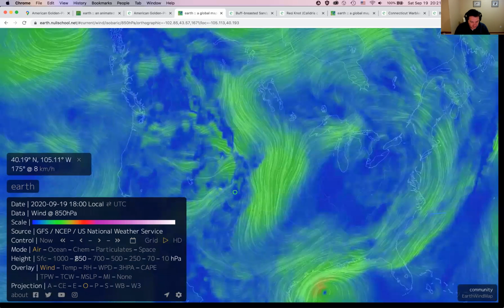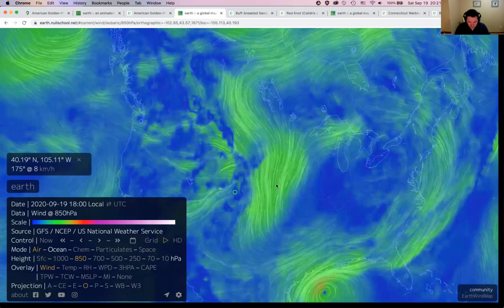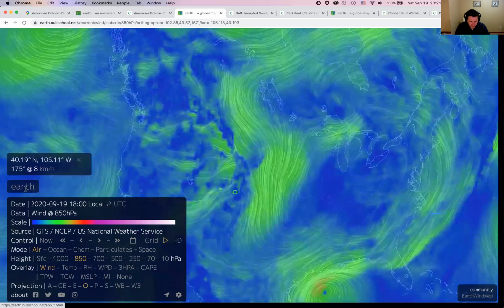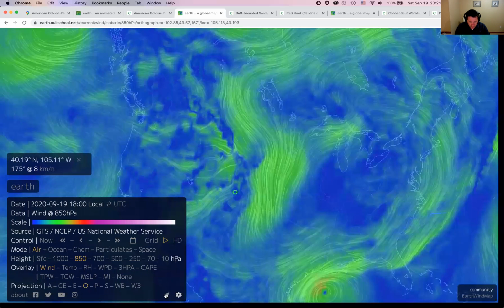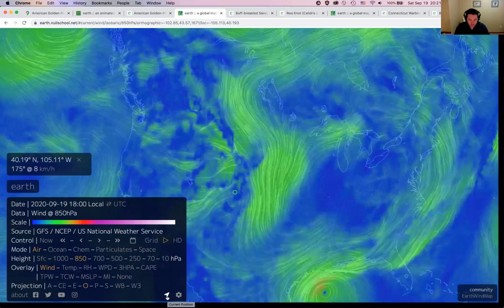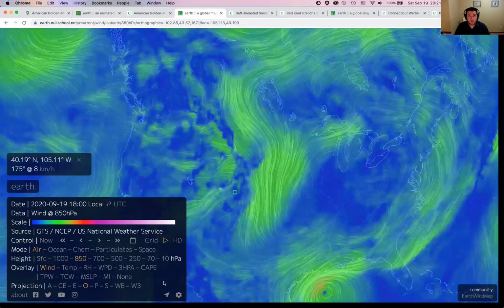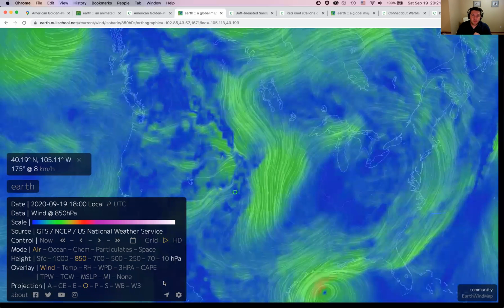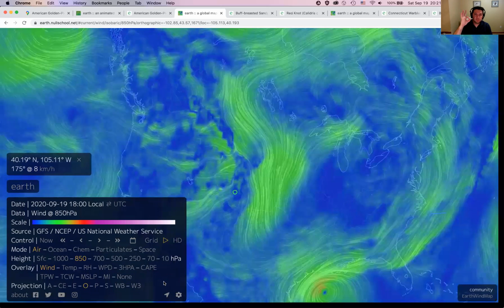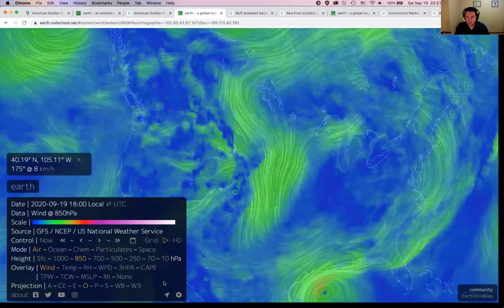So once you change that to 850 millibars or hectopascals, same thing, you will see that the wind pattern looks like such. In the bottom right-hand corner of that Earth pop-up window, there's a little triangle that looks like a sort of compass. If you click on that, it will ask if you will allow this website to use your location. If you allow it, it will put your green circle on there, and it will say this is your location, and you'll be able to see what that is.